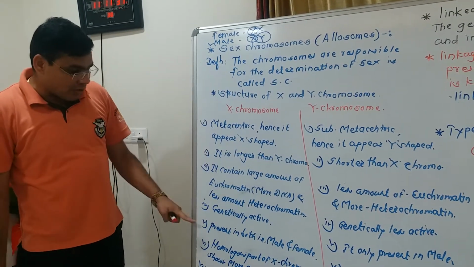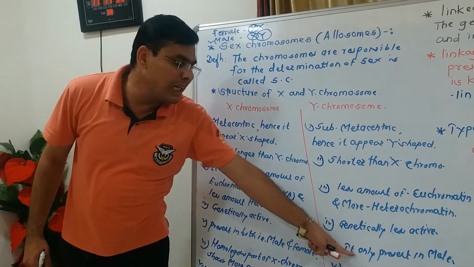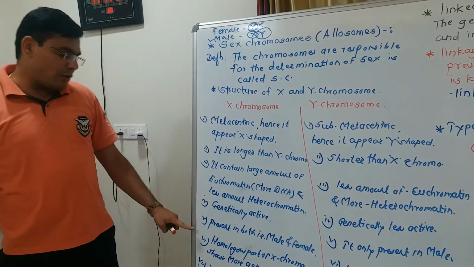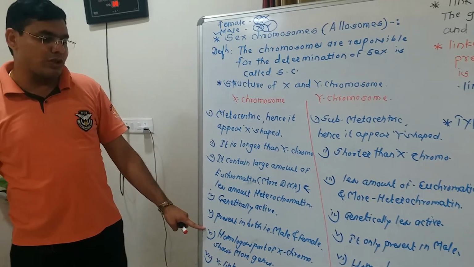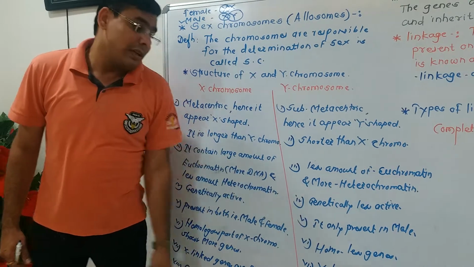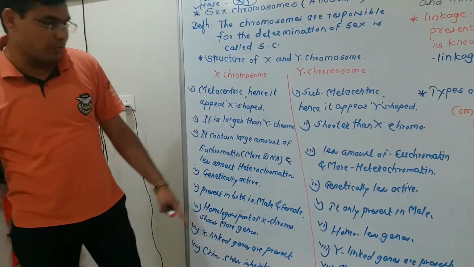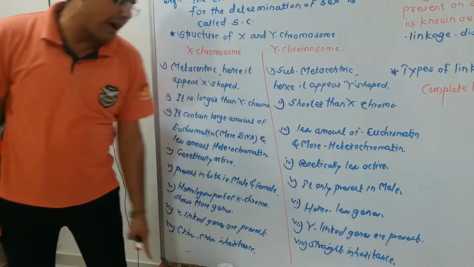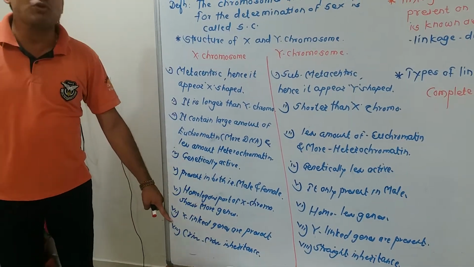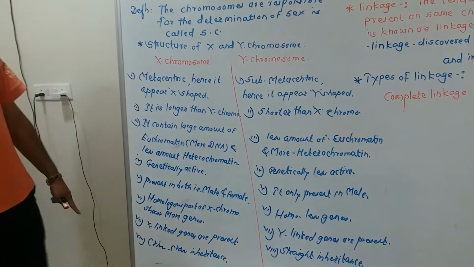Next, the X chromosome is present in both male as well as female, but the Y is only present in male. The homologous part of the X chromosome shows more genes, the homologous part of the Y chromosome shows fewer genes. X-linked genes are present in the X chromosome, Y-linked genes are present in the Y chromosome, and the X chromosome shows criss-cross inheritance and the Y chromosome shows straight inheritance.